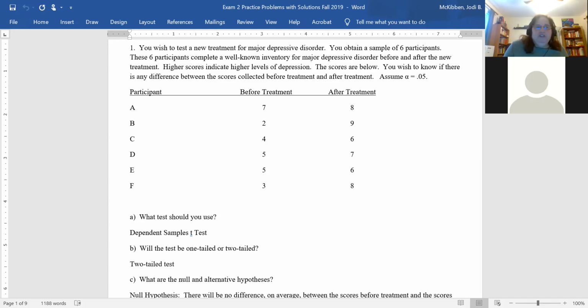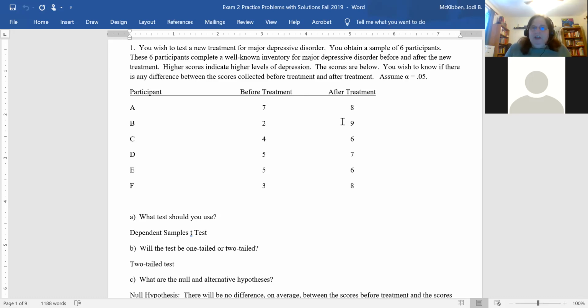So first thing, which test should you use? Before treatment, after treatment, I see 2 scores per participant. Immediately, I know which test it is. That's all I have to know. There's 2 scores for each participant. We have only talked about one test that has 2 scores for each participant, and that is the t-test for dependent samples.